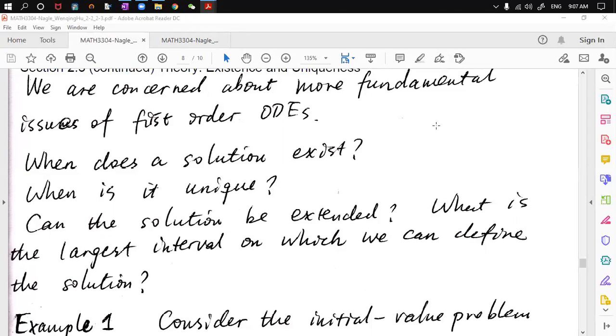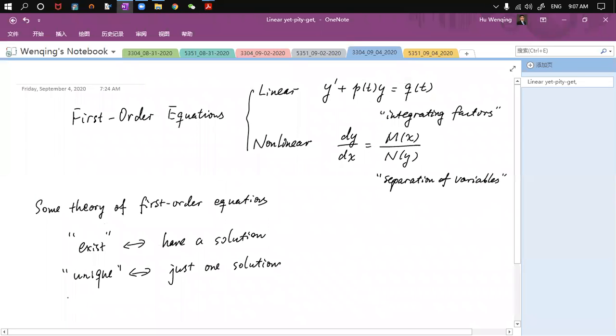However, there is another question: can a solution be extended? What does it mean? It means you want the largest interval on which we can define a solution. So the third thing is about extensions.